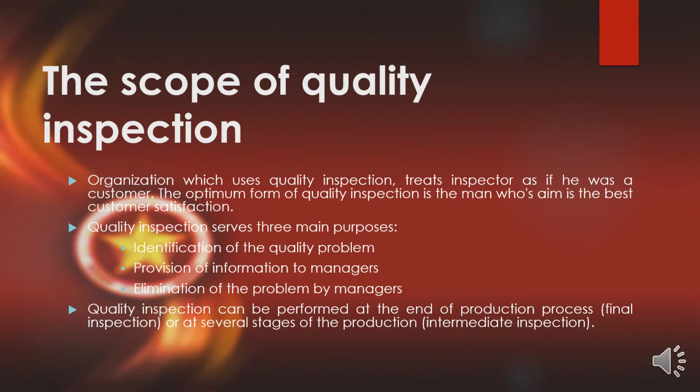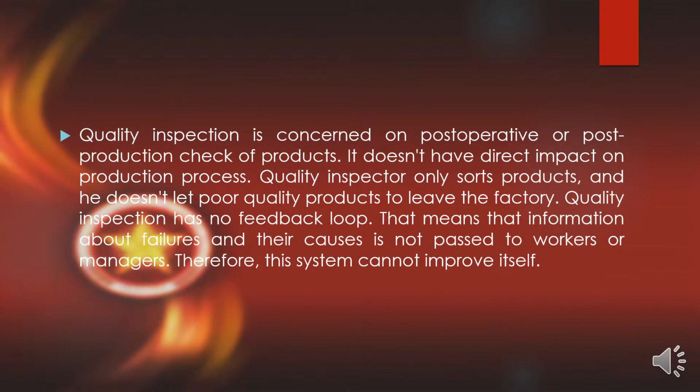Third, quality inspection can be performed at the end of the production process, called final inspection, or at several stages of the production, called intermediate inspection. Fourth is that quality inspection is concerned with post-operative or post-production check of products. It doesn't have direct impact on the production process. The quality inspector only sorts products, and he doesn't let poor quality products leave the factory.